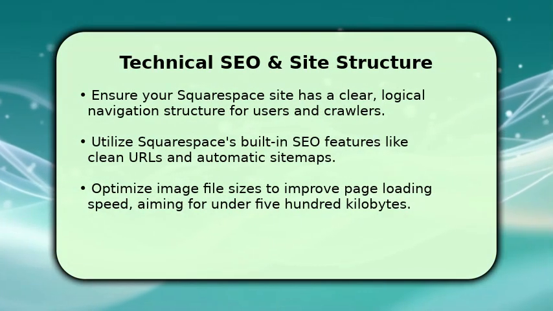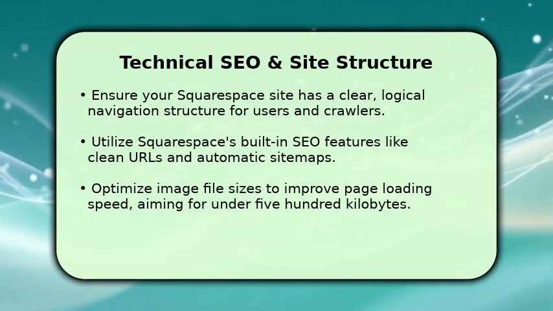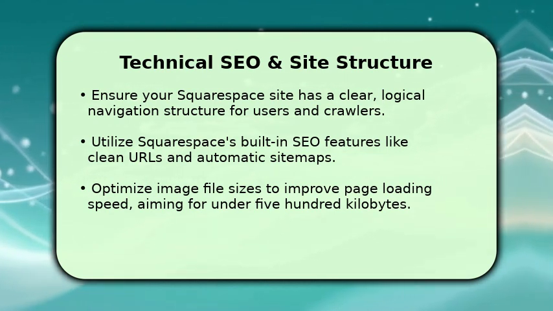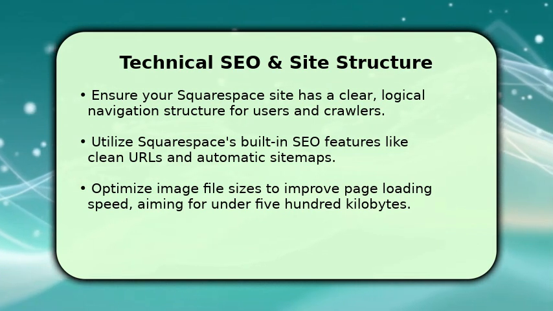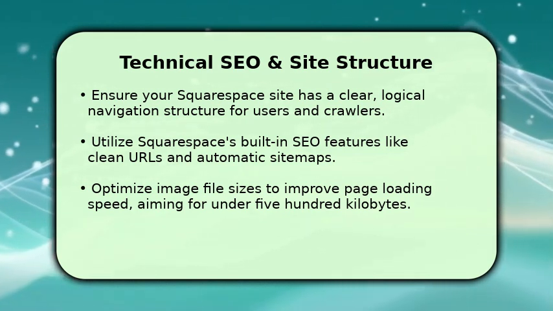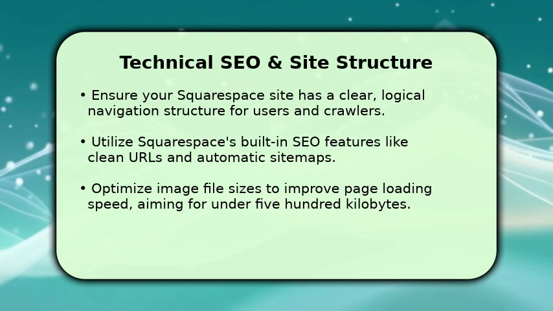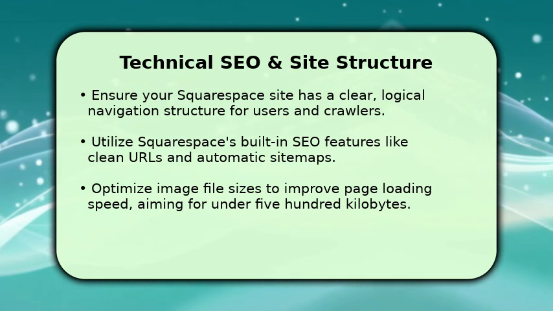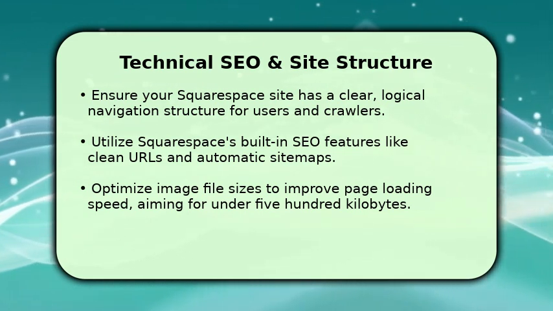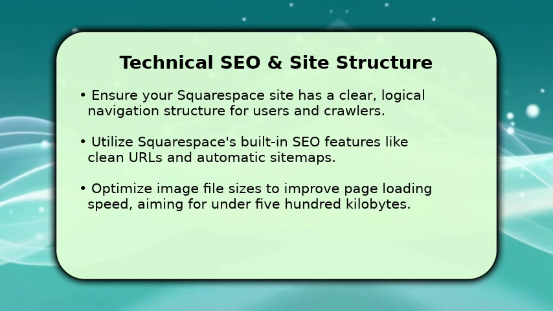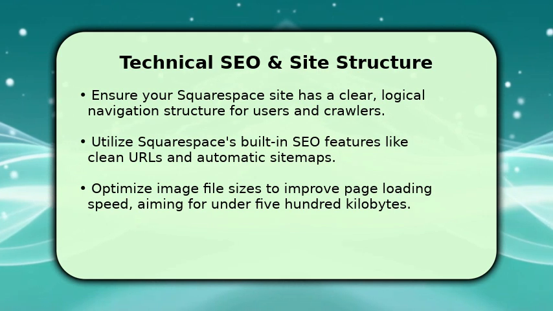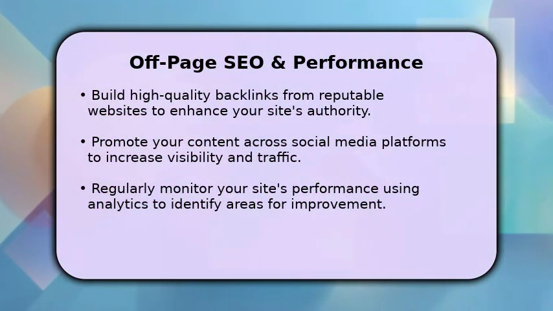Now, let's delve into technical SEO and site structure, which are vital for search engine crawlability. A well-organized site with clear navigation helps both users and search engine bots find your content easily. Squarespace handles many technical aspects automatically, like generating a sitemap and providing clean URLs. However, you should still optimize image file sizes, ideally keeping them under 500 kilobytes, to ensure fast page loading speeds, a key ranking factor.